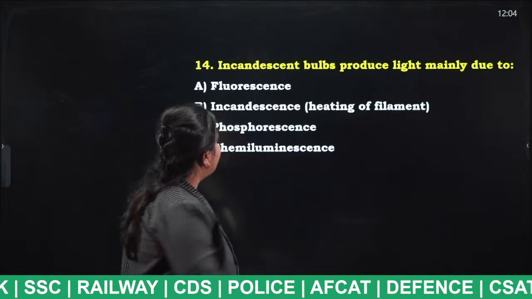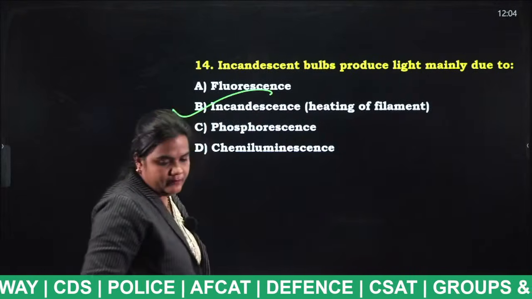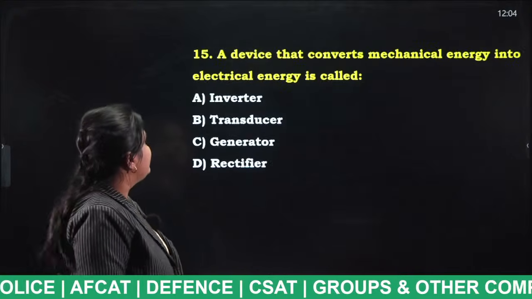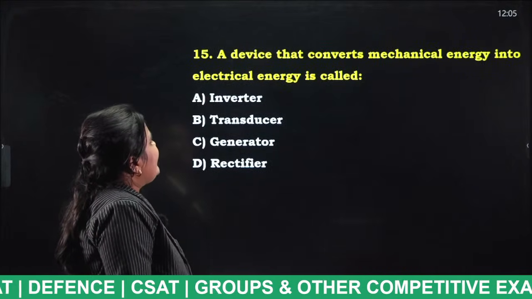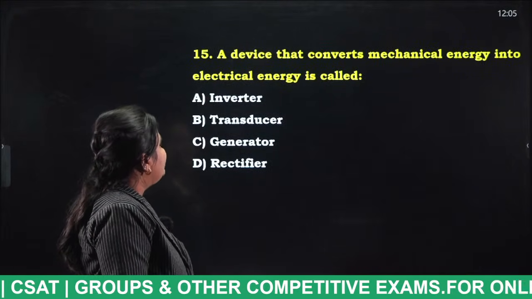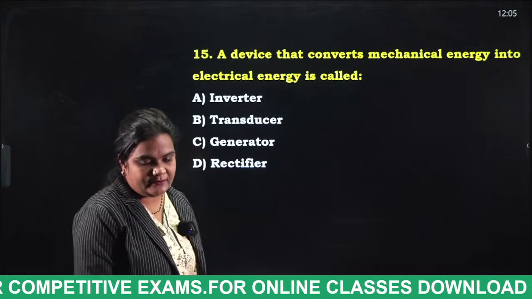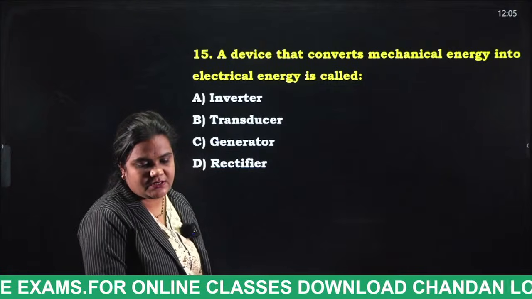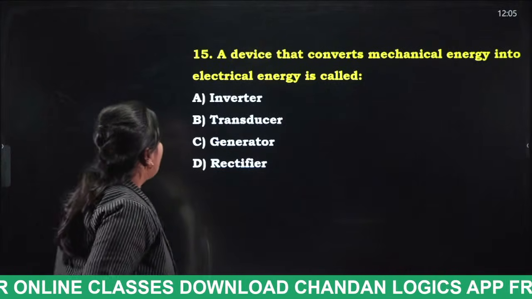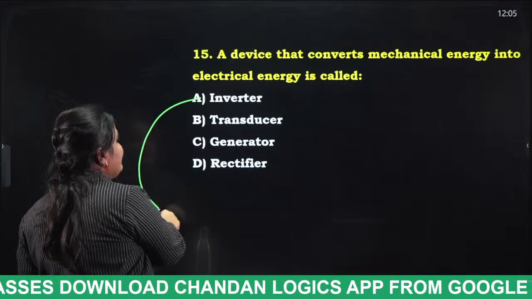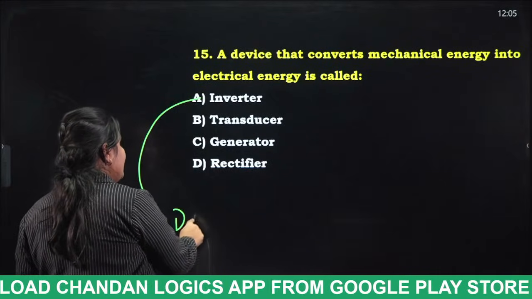And the answer for this question is also B. Very good. Okay. Next. A device that converts mechanical energy into electrical energy is inverter, transducer, generator, rectifier. Tell me, students. I have already told you. What do you mean by inverter, students? Inverter is nothing but DC to AC.